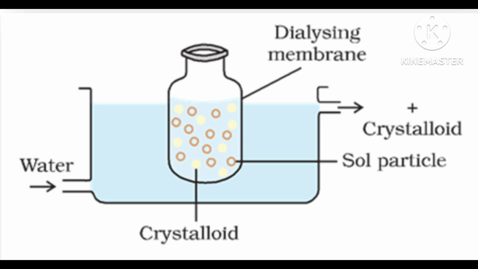Ultrafiltration is a slow process. To speed up the process, pressure or suction is applied. The colloidal particles left on the ultrafilter paper are then stirred with fresh dispersion medium. Dispersion medium is the solvent, to get a pure colloidal solution. See how easily purification can be done: by dialysis, second by electrodialysis, and third by ultrafiltration.